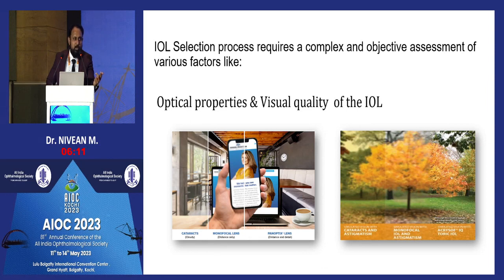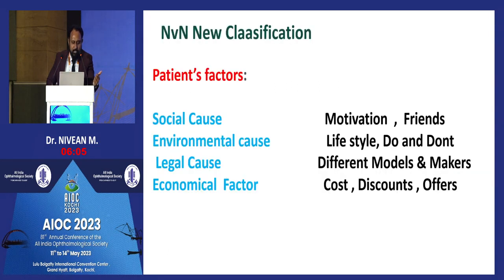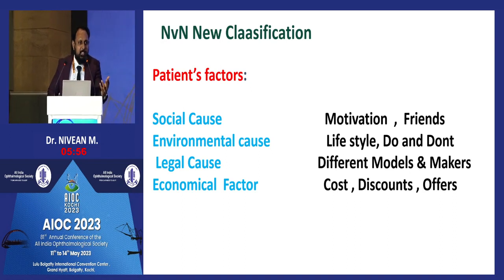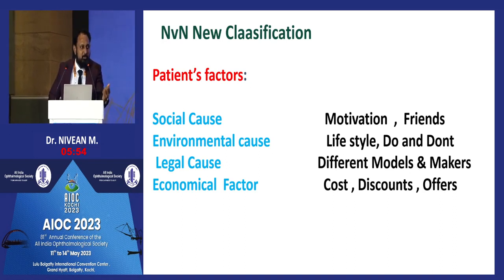There are two key important things here: one is the quantity of the vision and one is the quality of the vision. There is also a new classification according to the patient side. I've just classified this on my own, like the social causes, like how motivated is the patient in getting this IOL. That is a very important thing. Most of the patients come saying that my neighbor has got this or my relative has got this. So they also know about the advantages of those things and how happy he feels, and that puts us under pressure. Then the other things like the lifestyle of the patient, what are his do's and don'ts.